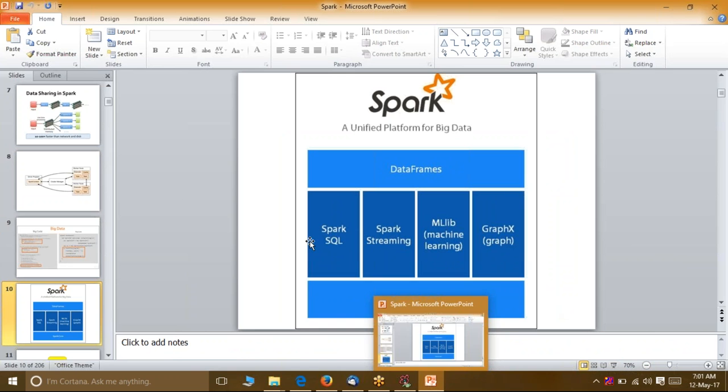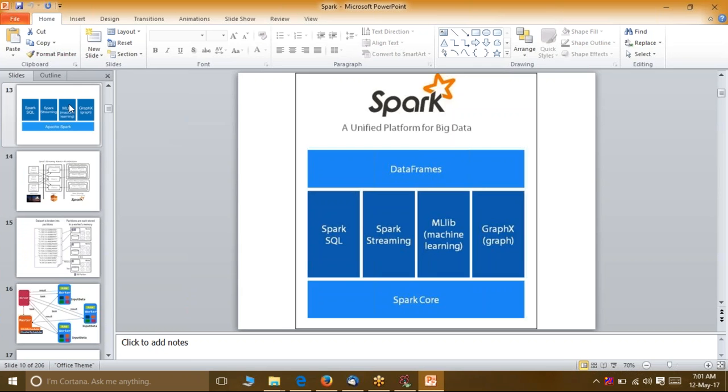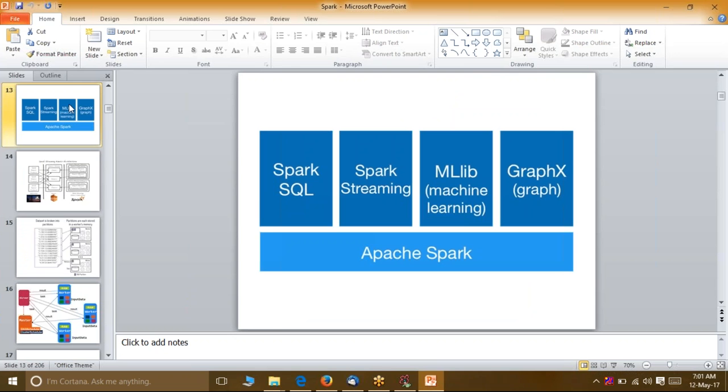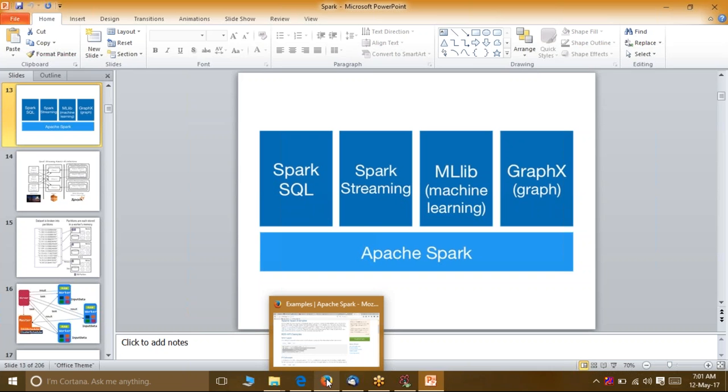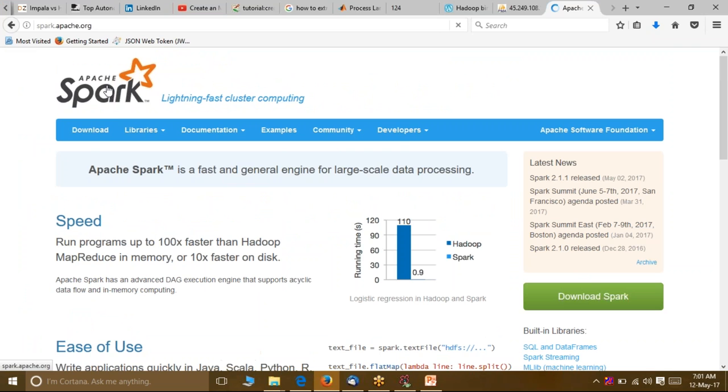Good. Let me show you that. So look at this one closely. Apache Spark is a framework. Apache Spark is just a computing framework, nothing related to storage. You can see that here. Apache Spark is a fast and general engine for large-scale data processing. That's it. And they mentioned here, run programs up to 100 times faster than Hadoop MapReduce in memory, or 10 times faster on disk.